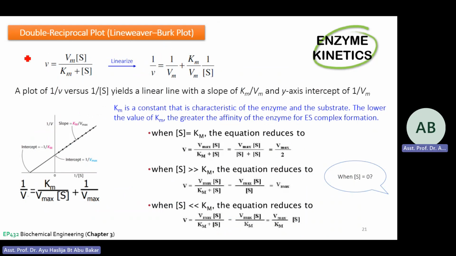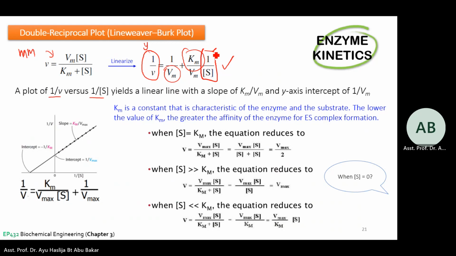Now for the Lineweaver-Burk plot from just now, this one linearizes the equation. This equation will be used to plot the Lineweaver-Burk plot, where from this equation you can find the Vm and Km from the slope and the intercept. So you have to plot 1 over V versus 1 over S. This is the y-axis, and this is the x-axis. Km you can find from the slope, and from the intercept you can find the Vm.